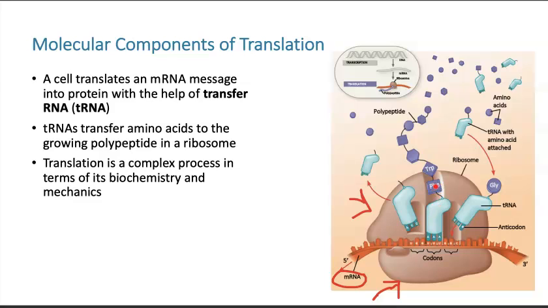And those transfer RNAs have amino acids on them, like right here. After it drops off its amino acid, then it doesn't have an amino acid anymore. And it'll go back into the cytoplasm. It's already in the cytoplasm, but it'll go back and look for its own amino acid, the same kind that it was carrying before. Again, translation is a complex process, and there's lots of biochemistry and mechanics, and so let's start to get to know that a little bit.